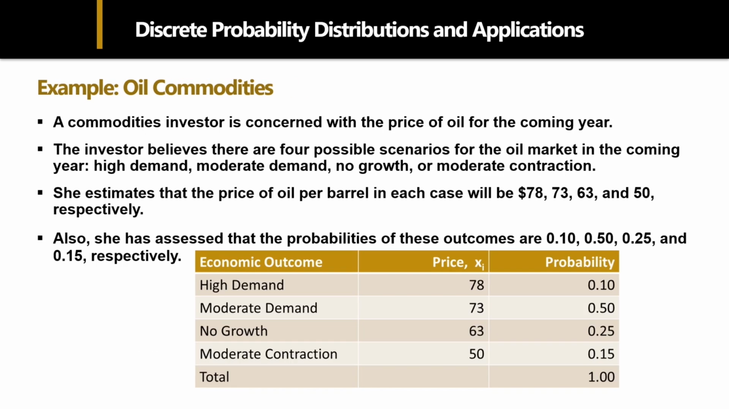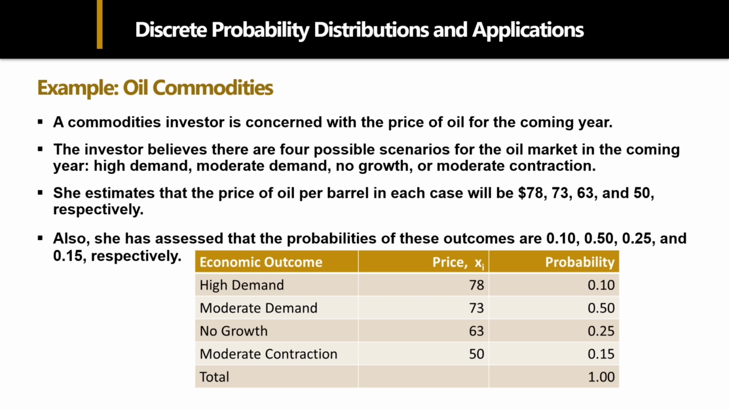Let's say we are an investor and we believe that there are 4 scenarios of what the price of oil looks like in a year. We think maybe there's going to be a high demand, moderate demand, no growth at all in the market, or actually a moderate contraction. So we estimate that the price of the oil per barrel will be $78 for the high, $73 for the moderate, $63 for the no growth, and $50 if the market actually contracts a little bit.